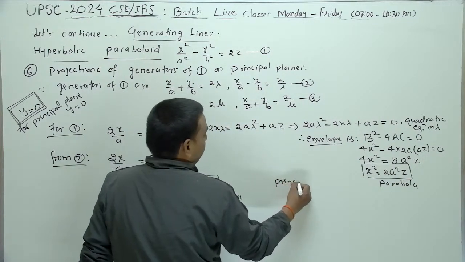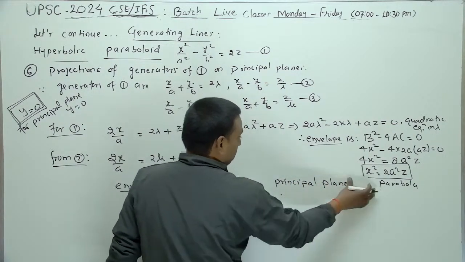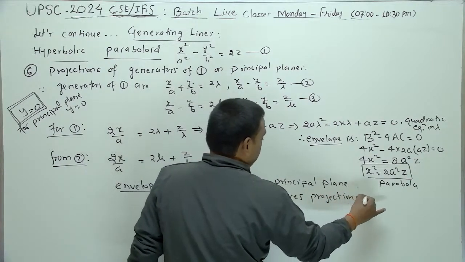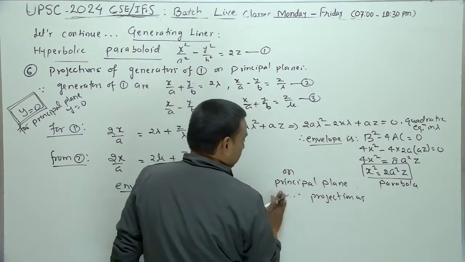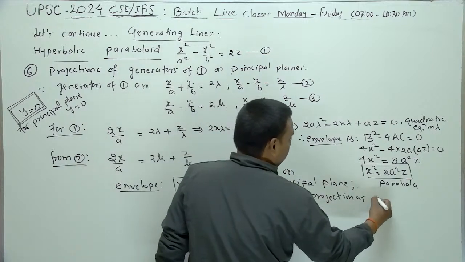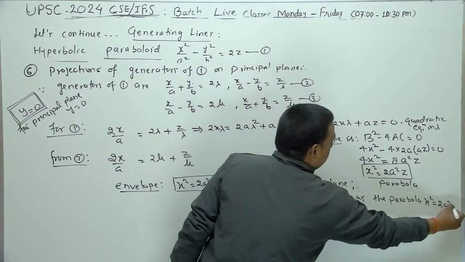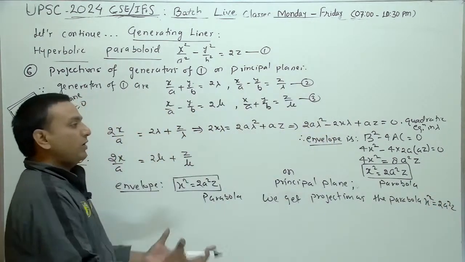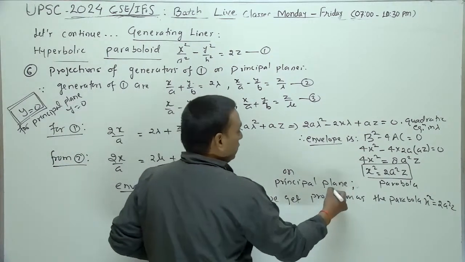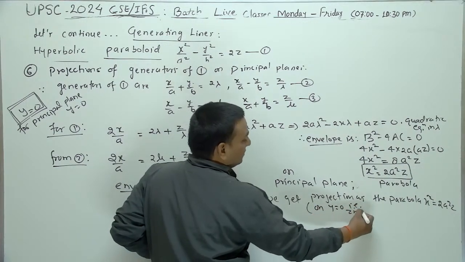So the principal plane gives projection. On the principal plane, we get the projection as the parabola x square equals 2a square z. And over which plane have you taken the projection? You have taken the projection on y equals 0. So projection on y equals 0, that is the zx plane.